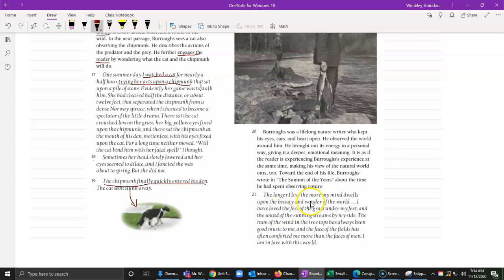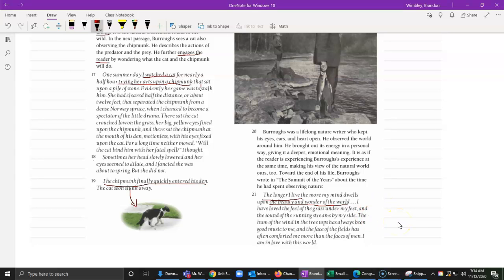The longer I live, the more my mind dwells upon the beauty and wonder of the land. I have loved the feel of the grass under my feet and the sound of running streams by my side. So he's saying this part, the longer I live, he experiences the beauty and wonder of this world. It's like, look at all this stuff around. Okay, let's finish it up.